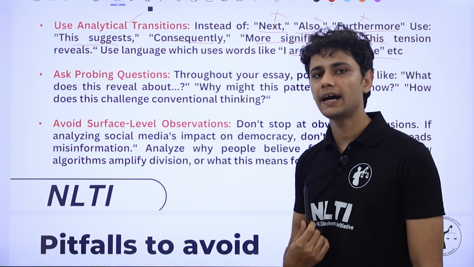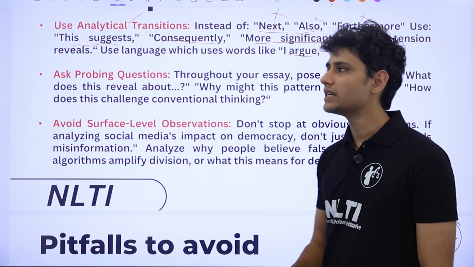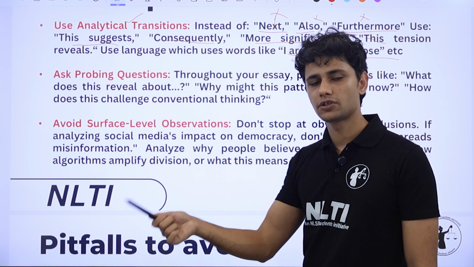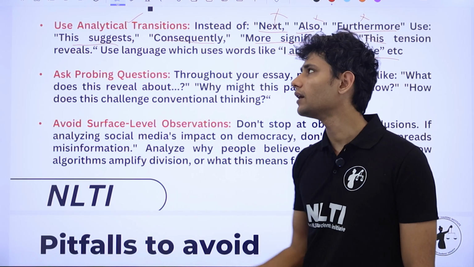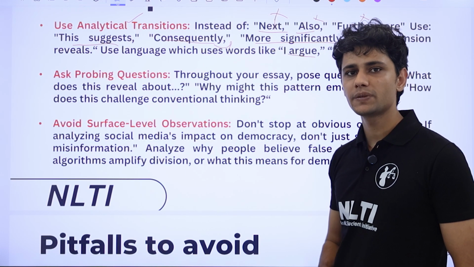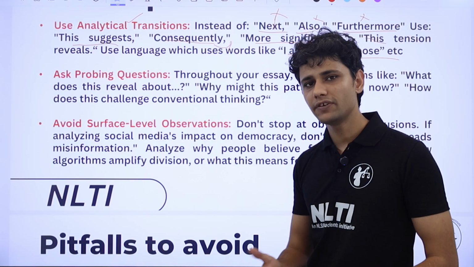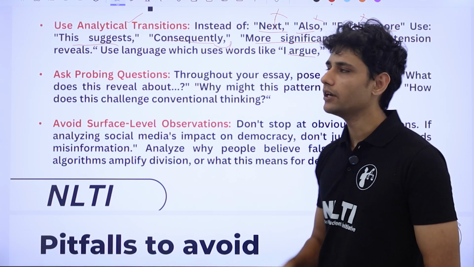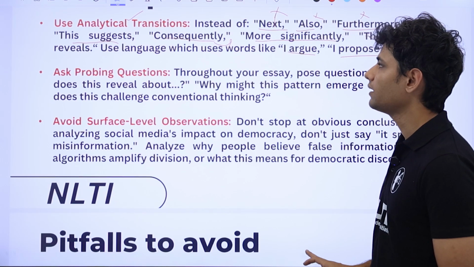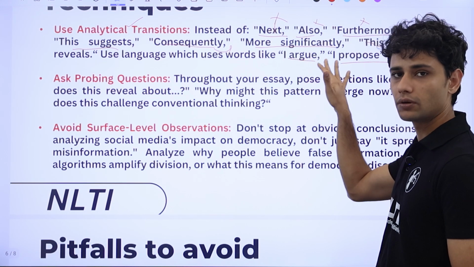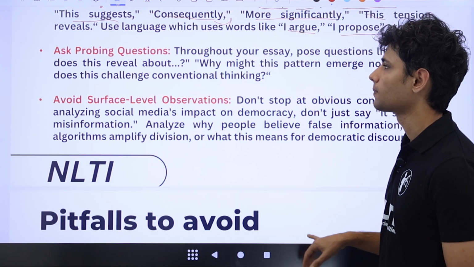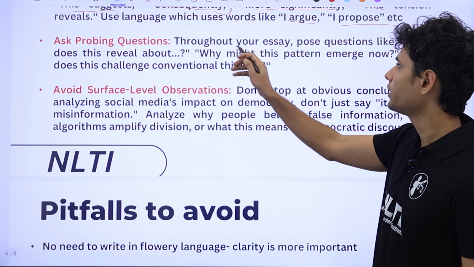So when you use a phrase like I argue this and that, or when you say that this suggests that so and so happens when students who are below 18 use social media, consequently that's how it impacts their mental health. Using these words makes your essay sound more analytical. So even if it's not very analytical, usage of these words gives it an analytical flavor. So avoid using the other sort of words and focus more on these words so that your essay looks slightly more nuanced.